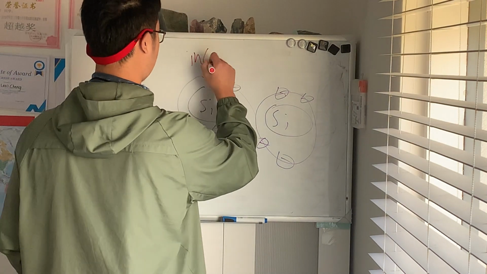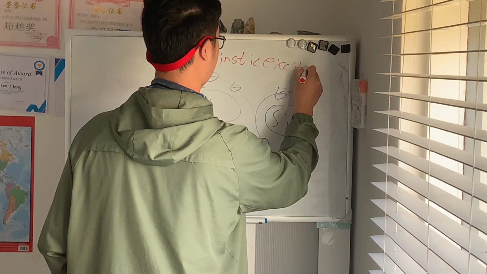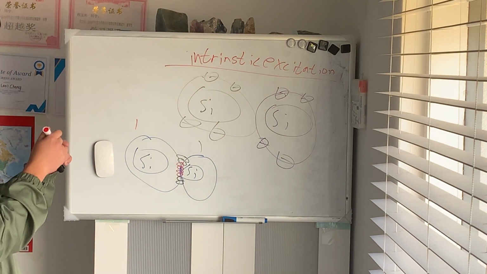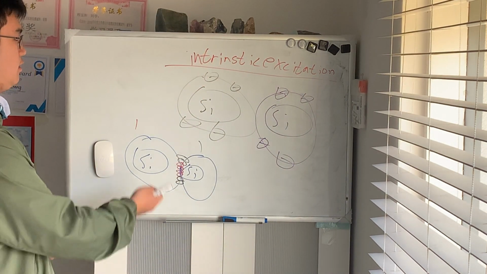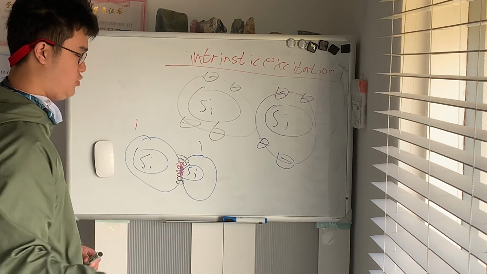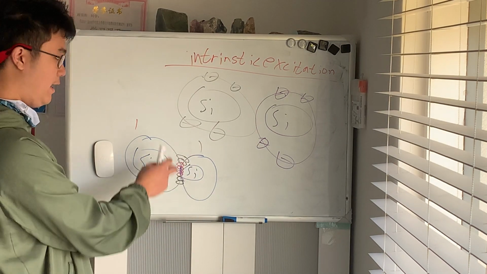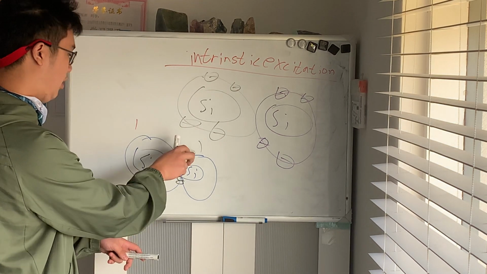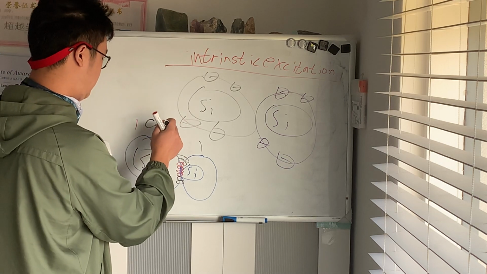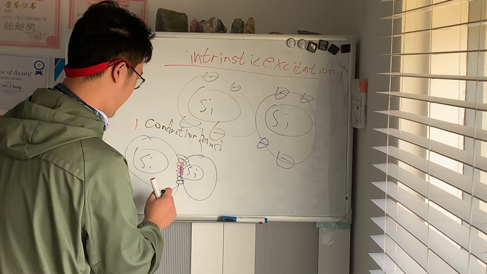This is called intrinsic excitation. What this means is that heat and light trigger intrinsic semiconductors like silicon and germanium. Their electrons in the valence band are moved to the conduction band. This is the valence band.